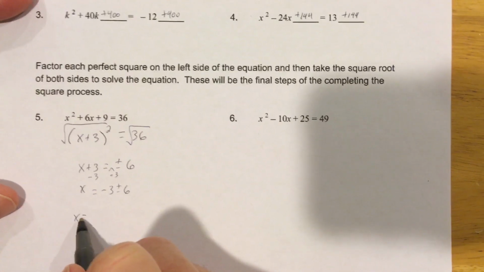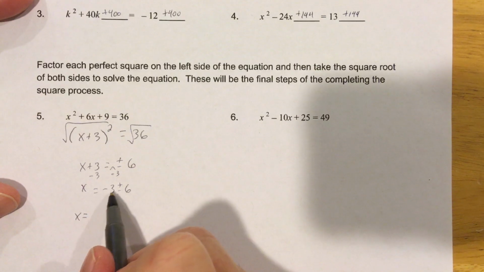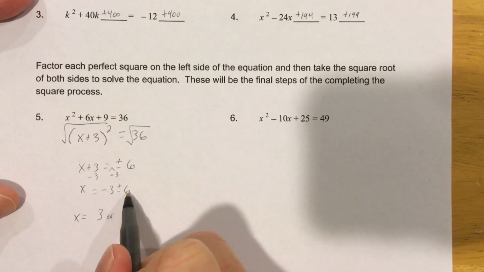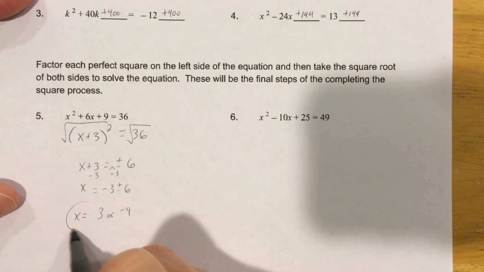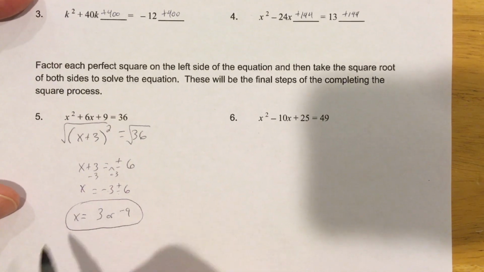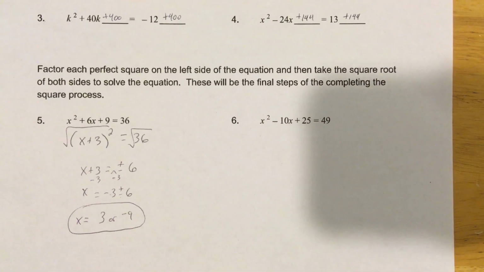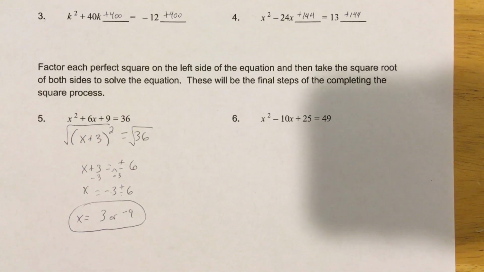And in a case like this, we'll just go ahead and do that. So negative 3 plus 6 is 3. And negative 3 minus 6 is negative 9. And there's our answers. Okay? So that's the process. That's how we want to go about doing that.